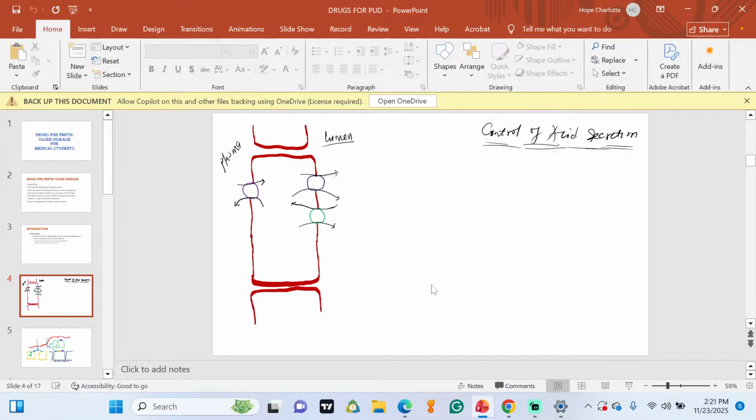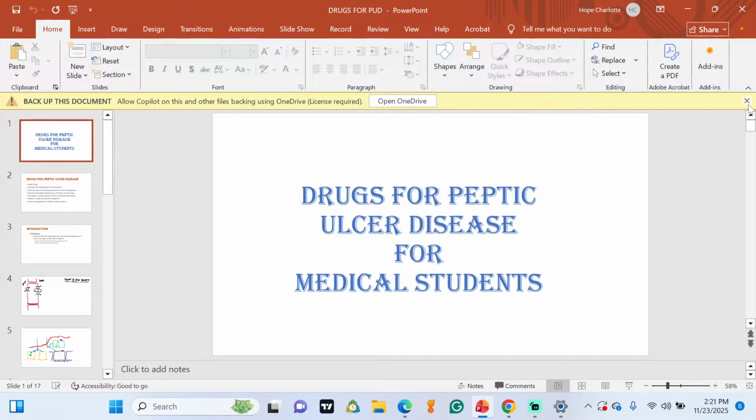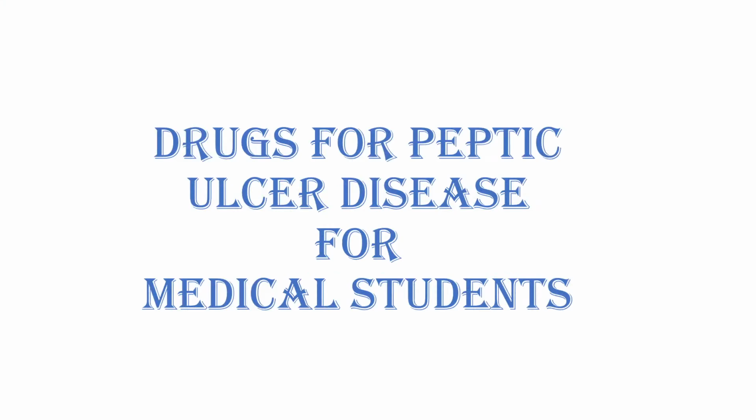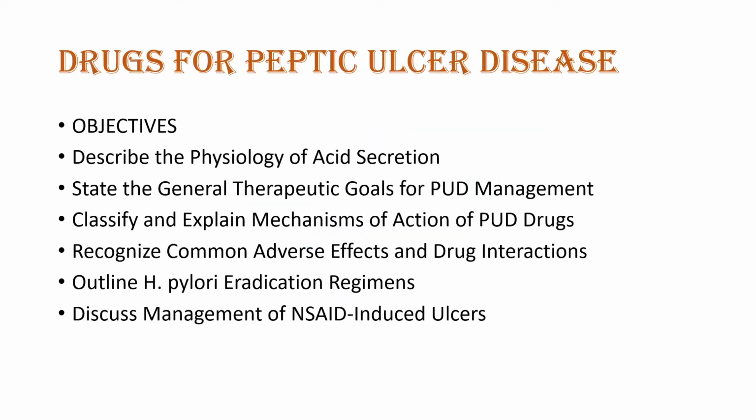So our lecture today, we are going to discuss drug management of peptic ulcer disease. Now, we have specific objectives for this lecture. At the end of this class, students should be able to describe the physiology of acid secretion and how it is implicated in peptic ulcer disease. They should be able to state the general therapeutic goals for the management of peptic ulcer disease.